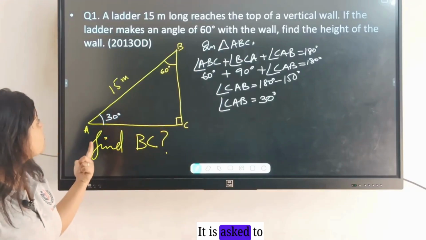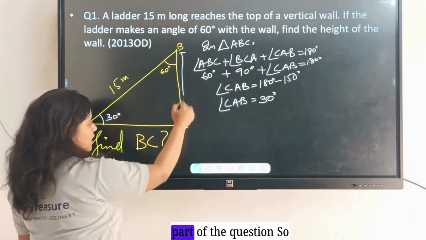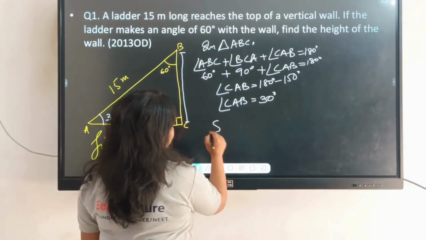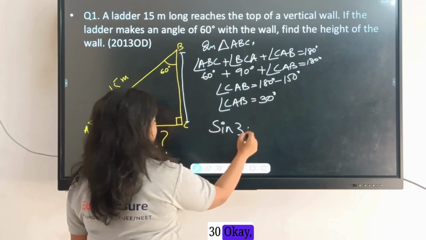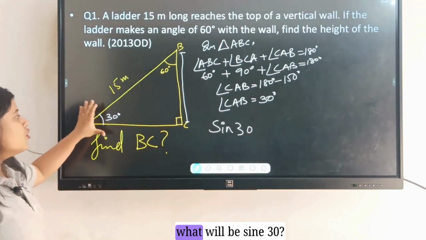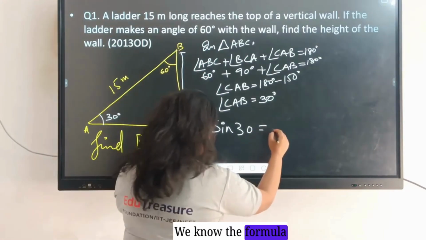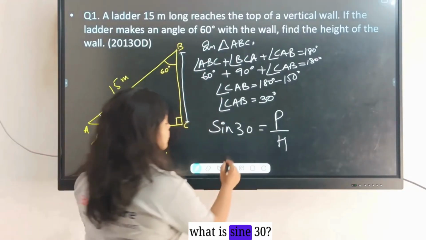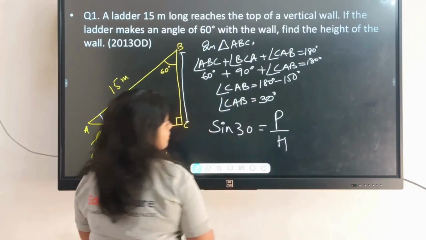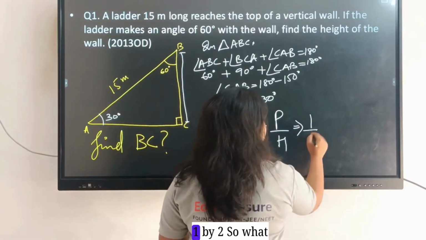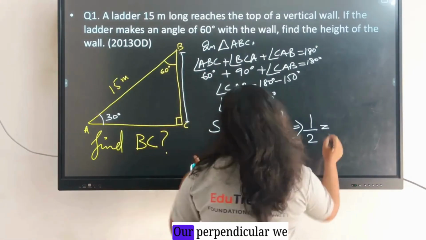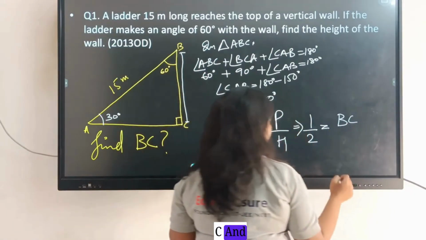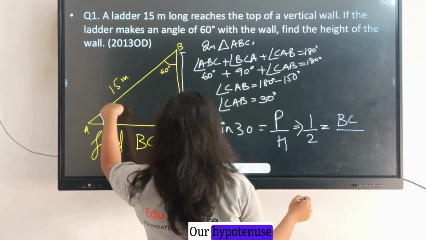Now what is asked? It is asked to find the height, meaning this part of the question. So how can we do this? If we say sine 30, we are taking this angle. We know the formula, sine is perpendicular by hypotenuse. Sine 30 is 1 by 2. We need to find our perpendicular, so we will write BC. And our hypotenuse is AB.